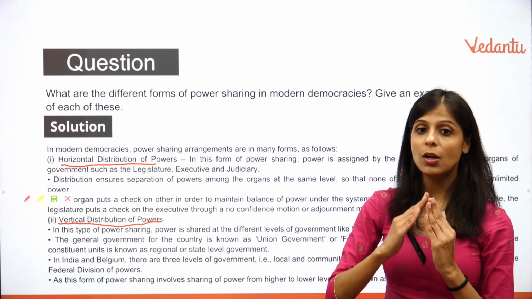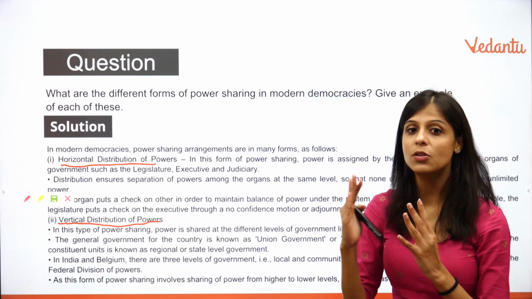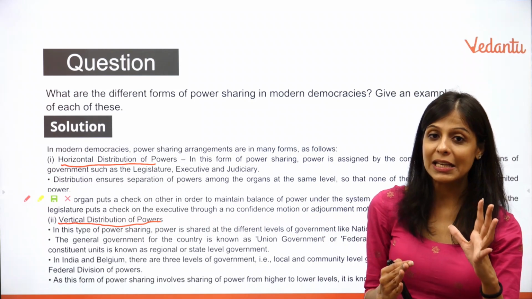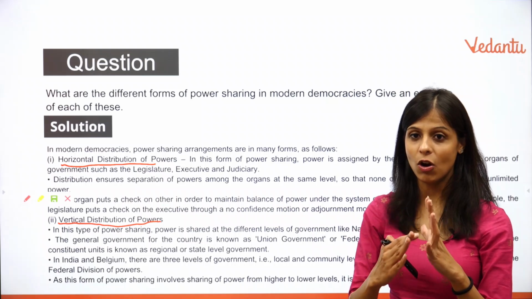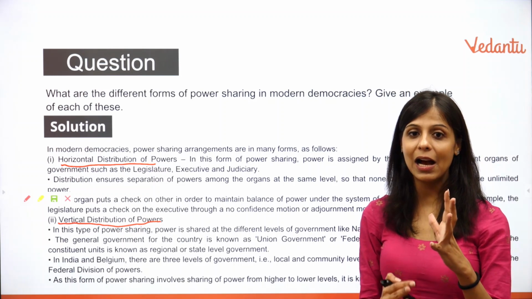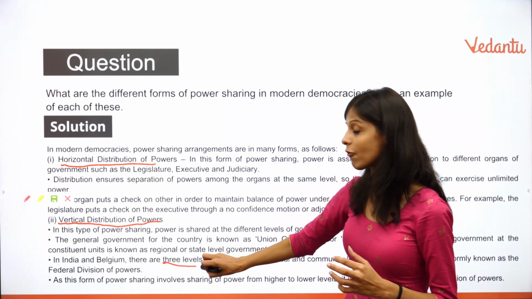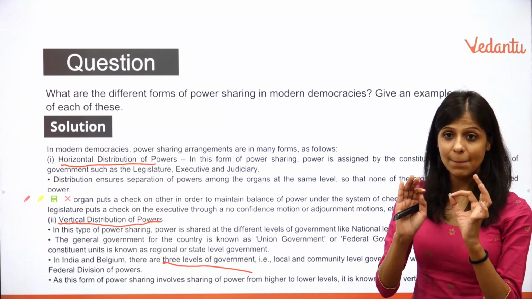Whenever you're talking about vertical distribution of powers, you can address or compare the case of India with the countries that they've talked about. For example, you can compare India and Belgium, because in that case you have 3 levels of government. So guys, please underline the important stuff.